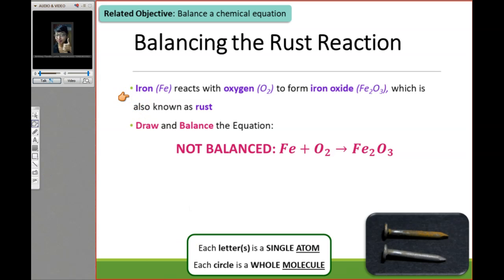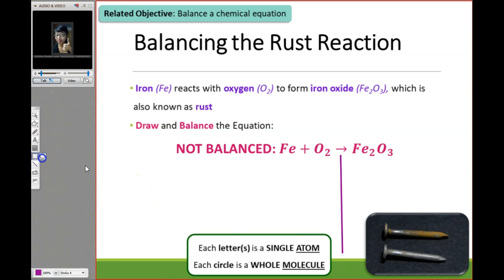So in our example, we just talked about rust. Iron reacts with oxygen to form iron oxide, which is known as rust. So we're going to go ahead and use the drawing method in order to balance this equation. All right, so let's go ahead and take a look here. I'm going to kind of split this right here.